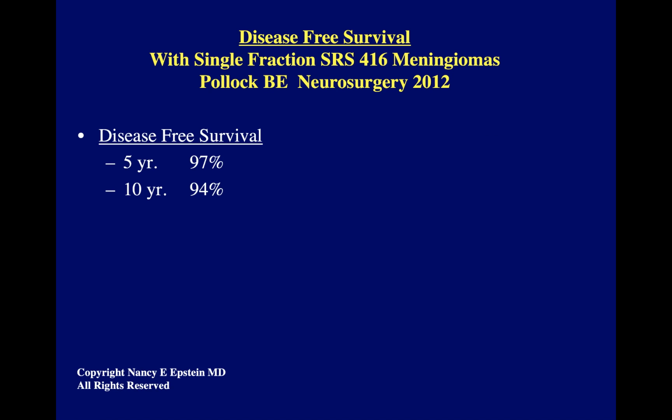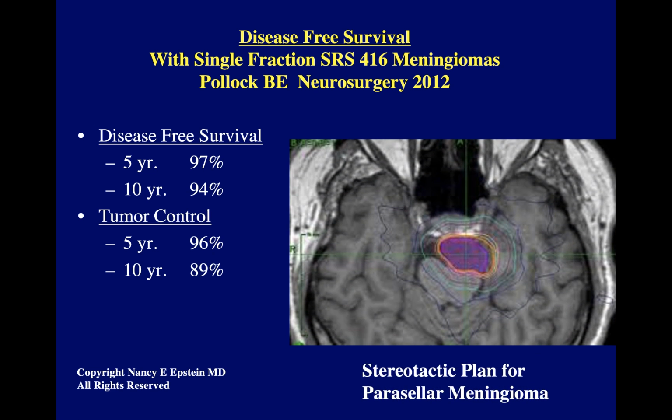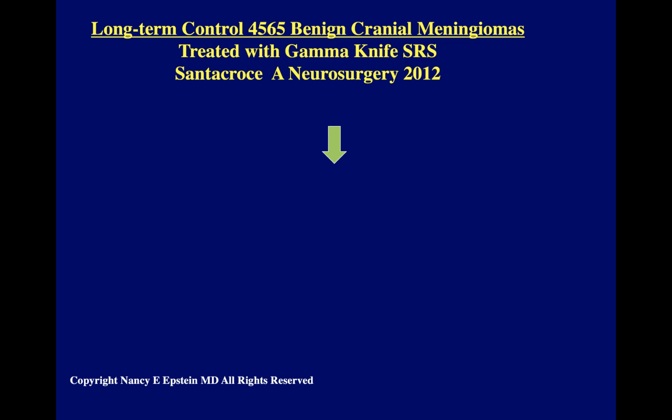Disease-free survival out of these 416 patients at 5 years was 97%, and at 10 years was 94%. Tumor control paralleled these numbers: 5 years 96%, 10 years 89%. And here is just an example of a stereotactic plan for treating a parasagittal meningioma.